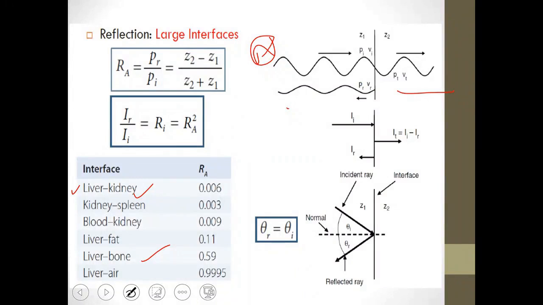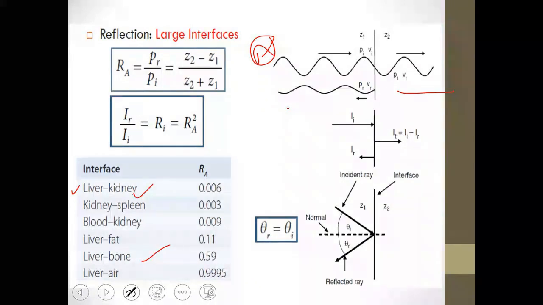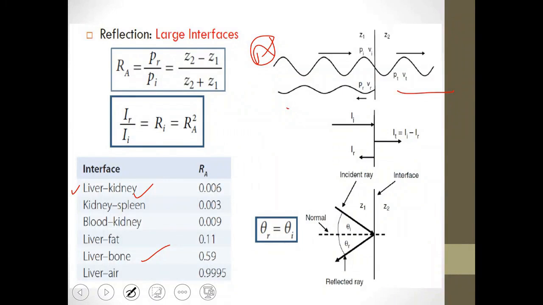Why? Because there is a significant difference in impedance between them, and there is also a significant difference in impedance between soft tissue and bone. Therefore, this impedance mismatch is what causes a large part of the reflection to occur. A large part of the reflection occurs between soft tissue and bone. These are the highest values, along with soft tissue and air.